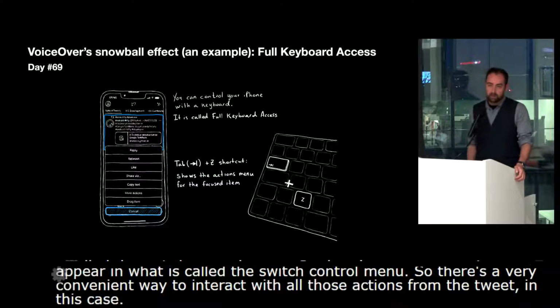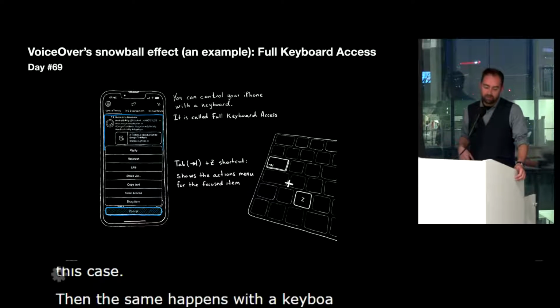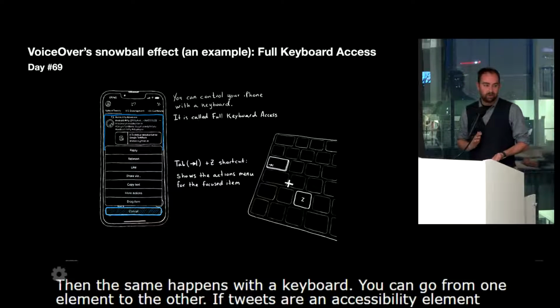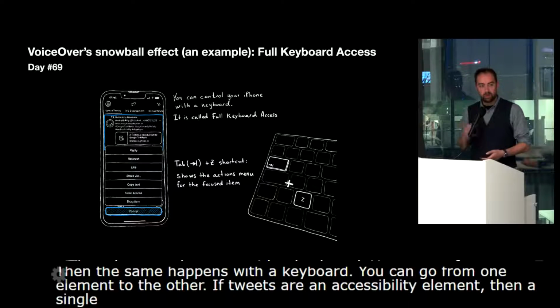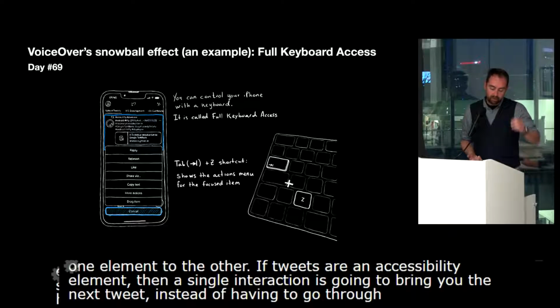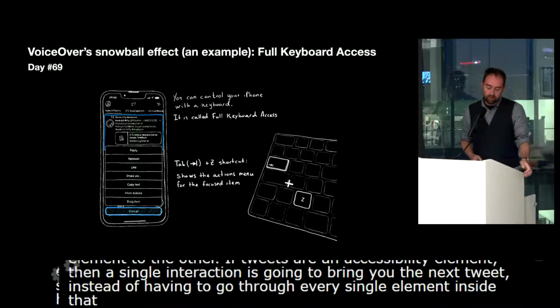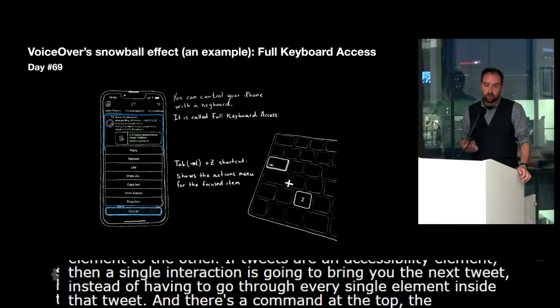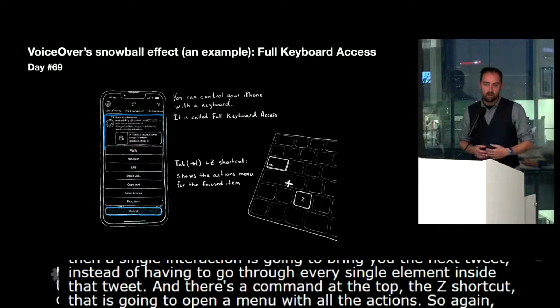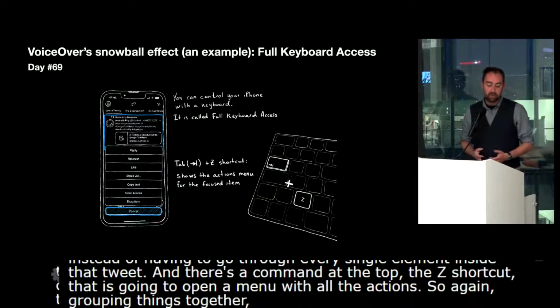The same happens with the keyboard. You can go from one element to the other. If tweets are an accessibility element, then a single interaction is going to bring you to the next tweet instead of having to go through every single element inside the tweet. And there's a command, the Tab Z shortcut, that is going to open a menu with all the actions. So again, by grouping things together and using custom actions, the experience is improved for keyboard users as well.